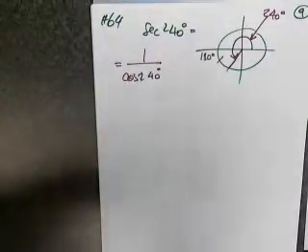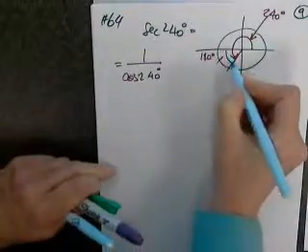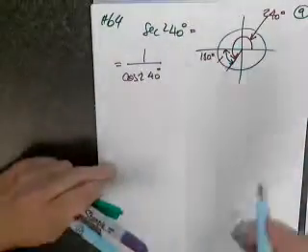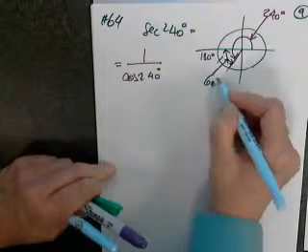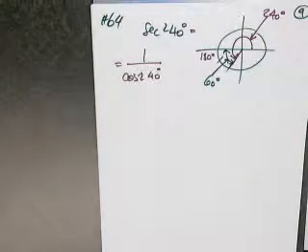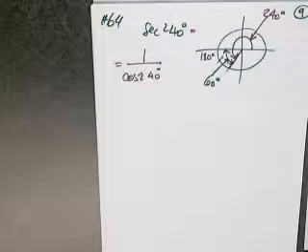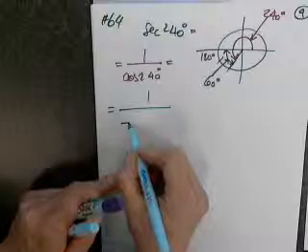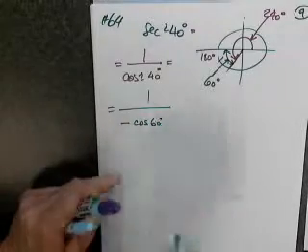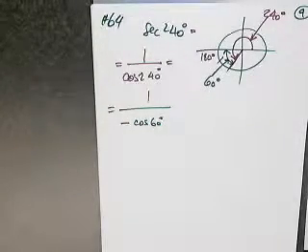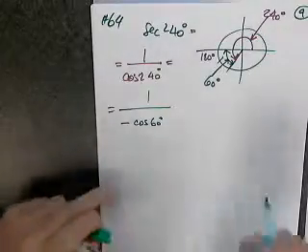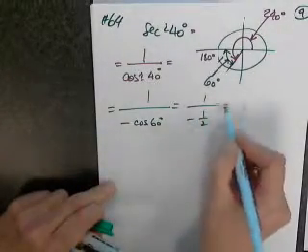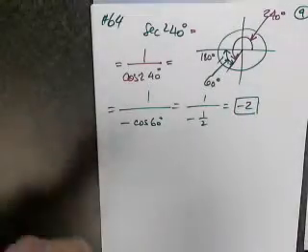And now I have to determine the reference angle. What is the reference angle? 60 degrees. But now I have to think about the sign of cosine in the third quadrant. Negative. So I continue by writing 1 over negative cosine 60. Now I have to go back to my little chart. 60 is at the bottom, the third angle, so cosine is 1/2. Very good. So 1 over negative 1/2 must be negative 2.